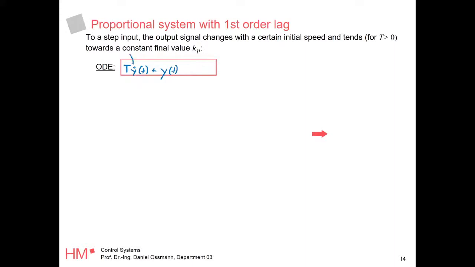We now have this y dot here. On the right-hand side, it's still proportional, right? So we still have Kp times U dot. So our input U is transferred proportionally to the output.